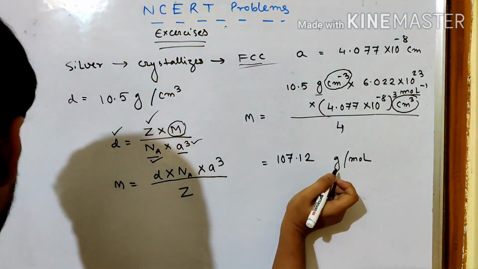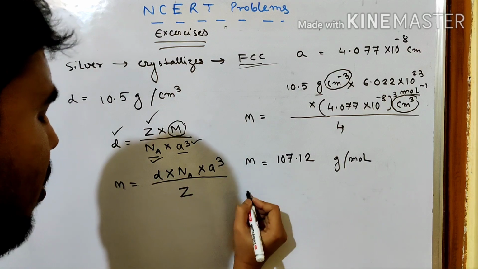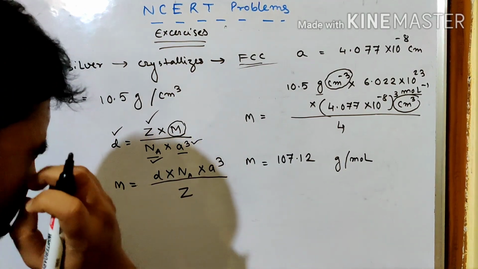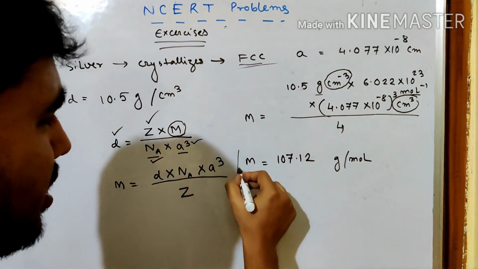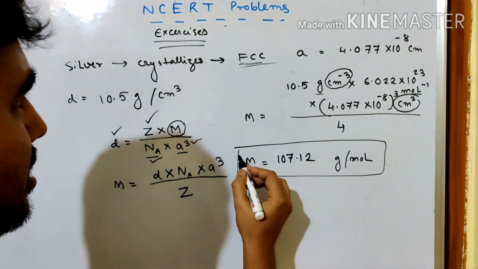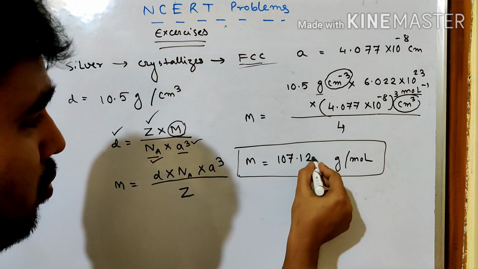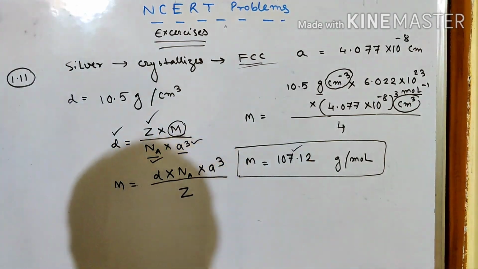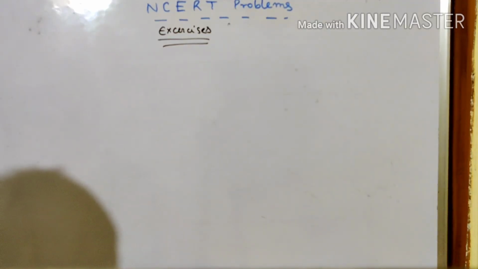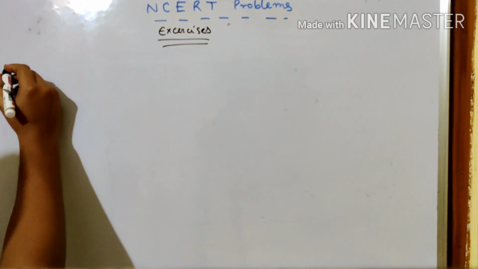107.12 gram per mole. We all know that silver is nearly equal to 108. So I think we are getting the correct answer. It is the atomic mass of silver which we have calculated, which is almost close to the correct value. Let us solve the next one. Next one is slightly different. 1.12, that is.